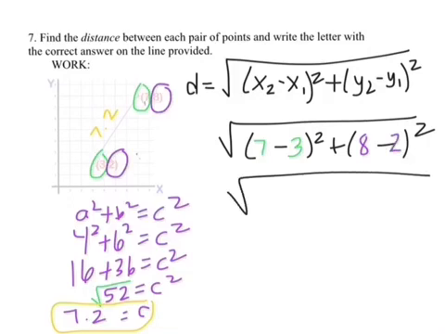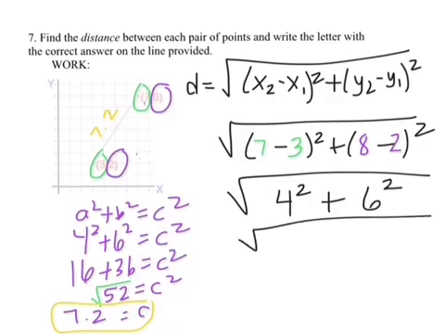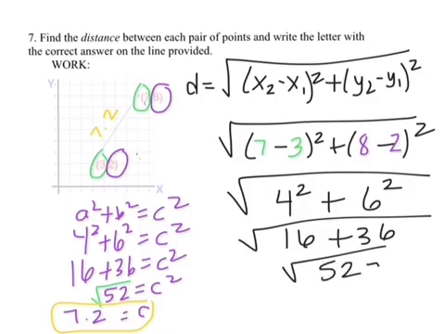So 7 take away 3 is 4 squared, and 8 minus 2 is 6 squared. That's 16 plus 36, which gives me 52, and the square root of 52 is approximately 7.2. So you can see we ended up with the same answer. So the distance of that line is approximately 7.2 units.